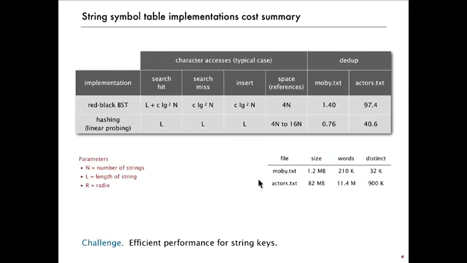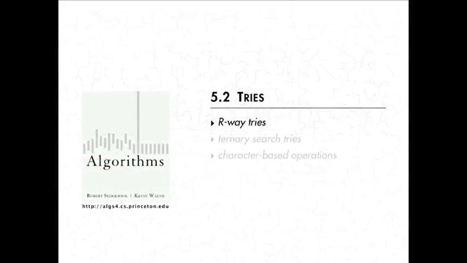So we'll want our algorithms to do better than, or at least as well as, red-black BSTs and hashing on these data sets. I think our test is to dedupe these data sets. So that's our challenge: efficient performance for string keys, and try to come up with algorithms that can compete with the best classic algorithms. Now, in order to do that, we're going to look at R-way tries.